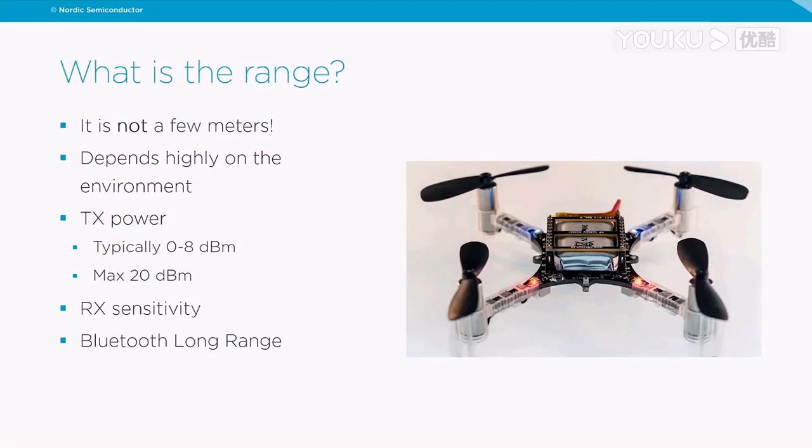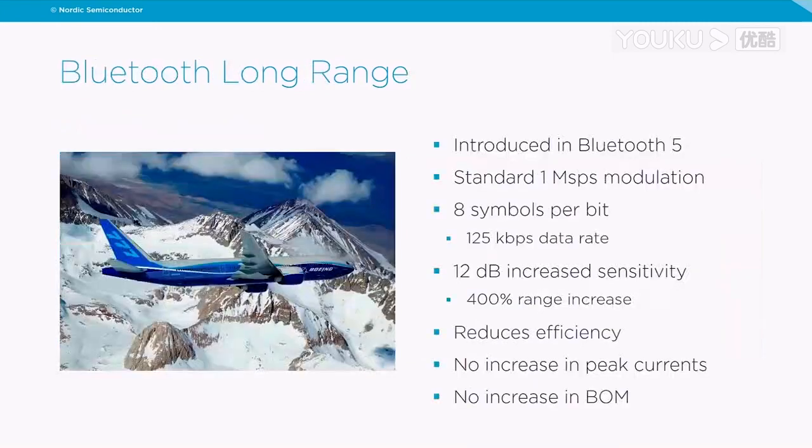You can also extend the range by using Bluetooth long range, which was introduced in Bluetooth 5. And this uses standard 1 megasymbol per second modulation, which typically means that one symbol is 1 bit. But with Bluetooth long range, it uses up to 8 symbols per bit, resulting in 125 kilobit per second effective data rate. But it gives 12 dB increased sensitivity, which theoretically results in 4 times the range.